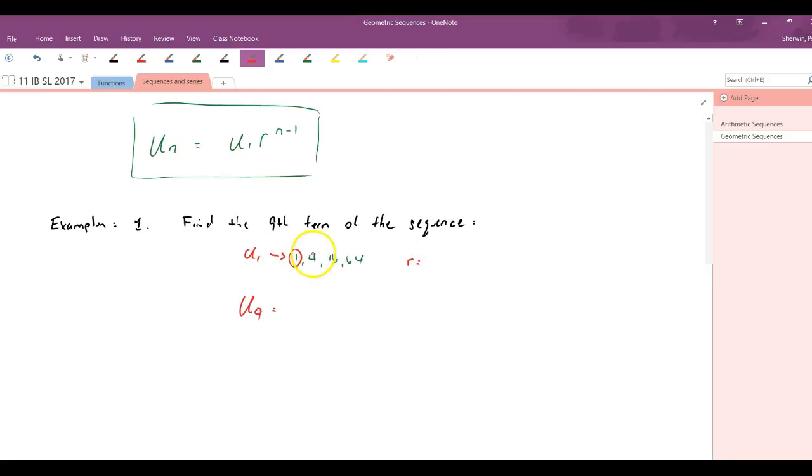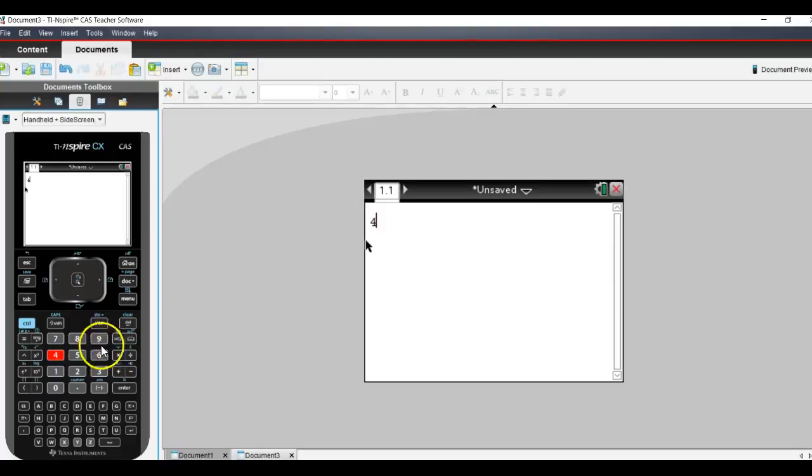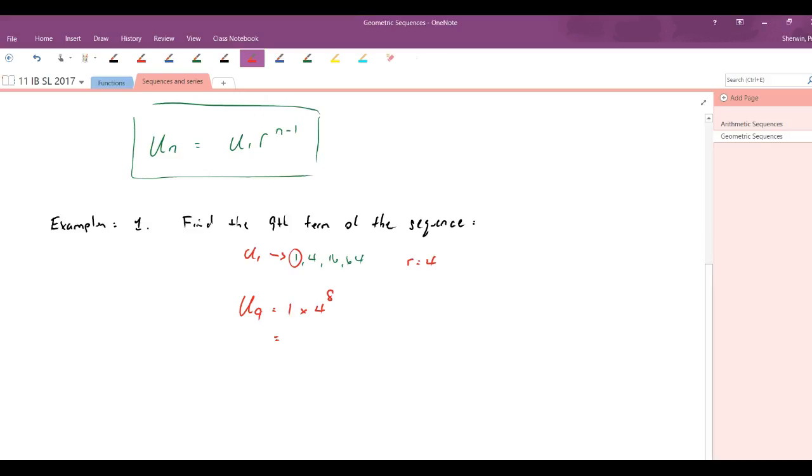What's our common ratio here? 4 divided by 1, 16 divided by 4. It's 4, isn't it? So U9 is going to be U1, which is 1, times R, which is 4, to the power of n minus 1. Now n in this case is 9, so that's 4 to the power of 8. I don't know that off the top of my head, so I'm going to find out what 4 to the power of 8 is. 65,536 is the answer, the ninth term.